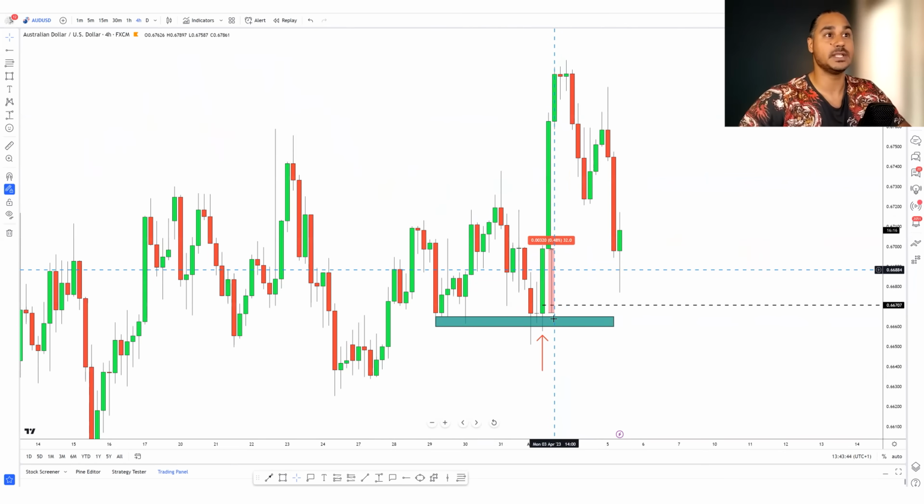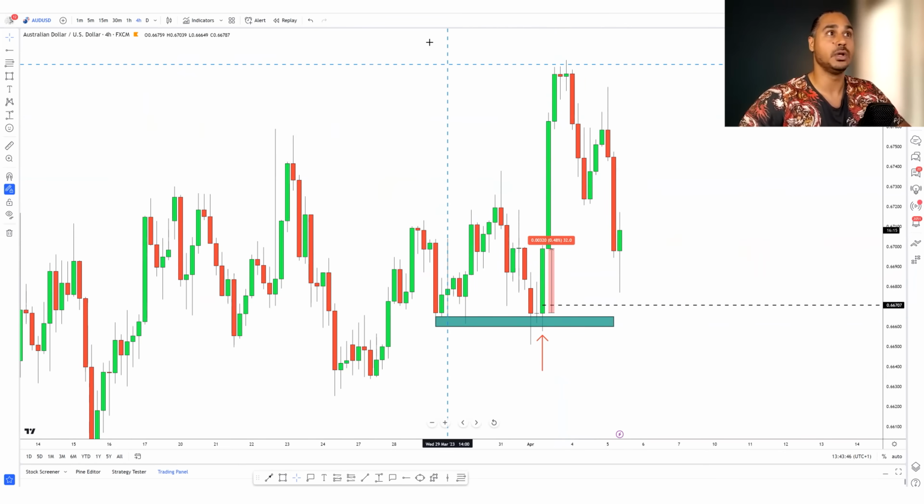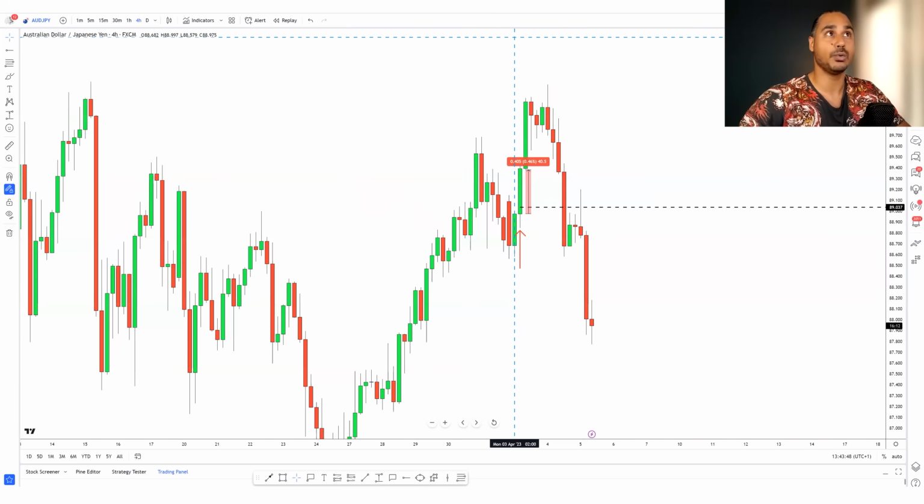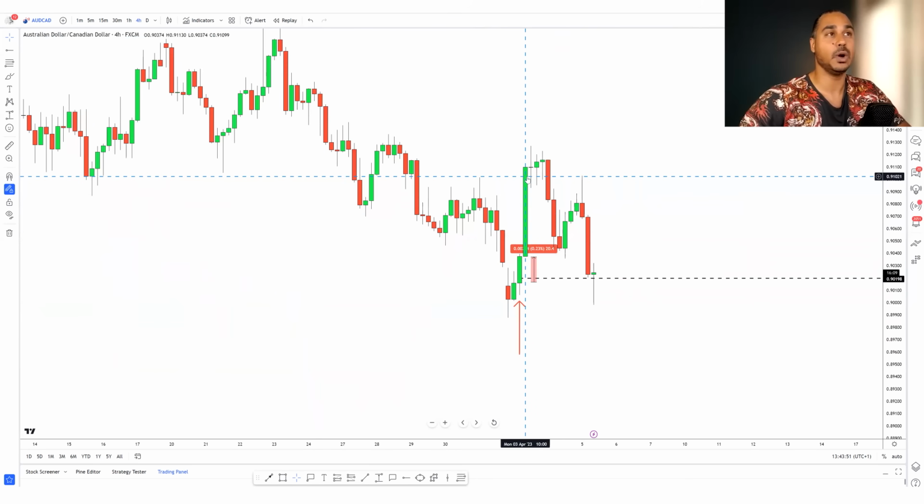I mean, look at Aussie dollar USD. You buy here and you hold. Aussie dollar JPY, you buy here, you hold. Aussie dollar CAD, you buy here and you hold.